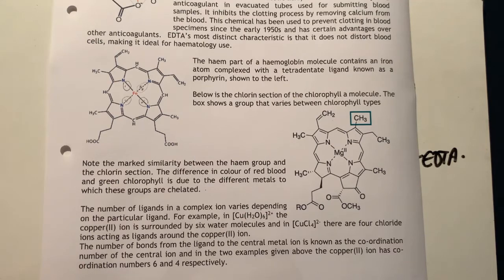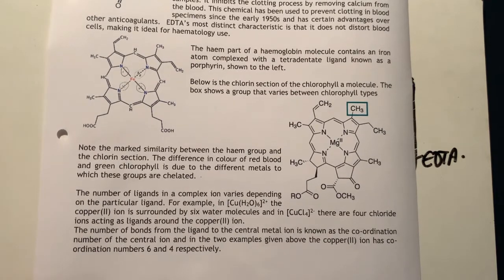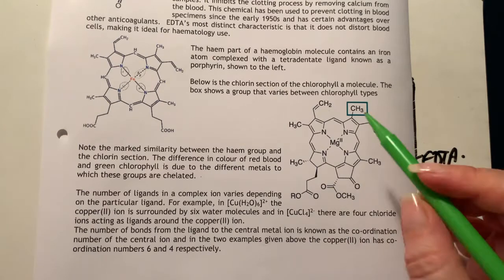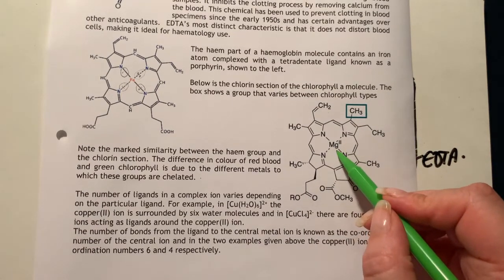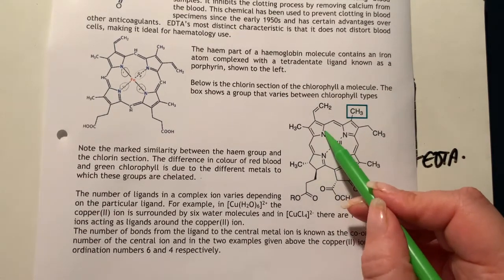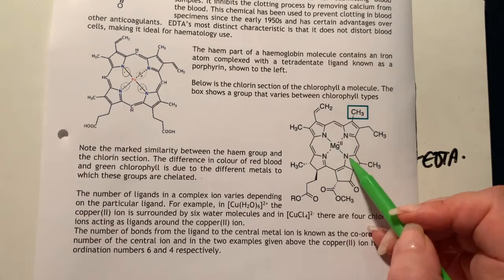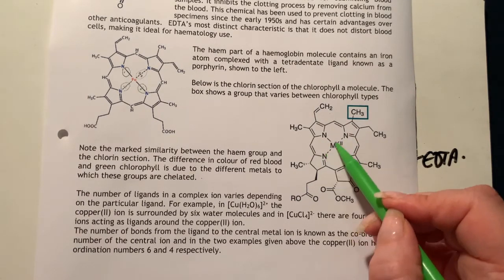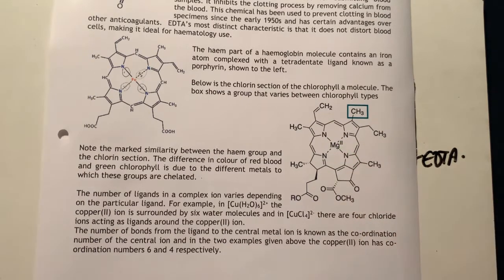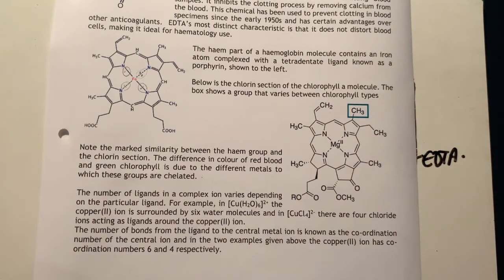Below is the chlorine section of the chlorophyll molecule, or the chlorophyll A molecule. The box shows a group that varies between chlorophyll types. But having a look in the middle here, we've got the same deal where we've got elements that can free up lone pair of electrons to attach into a central metal ion. Note the marked similarity between the heme group and the chlorine section.